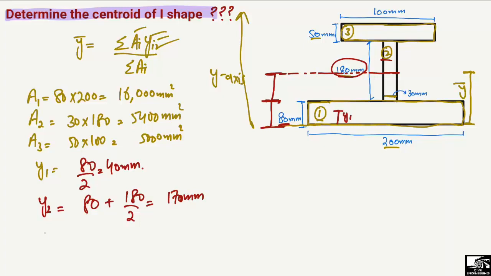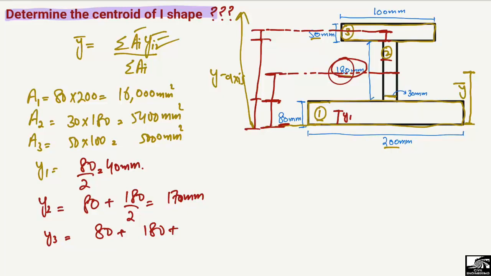In a similar way, to find y3, the centroid of the third object, we have to start from the bottom plate, which will be equal to the depth of the first object, then the depth of the second object, and then the centroid of this third object, which will be 50 divided by 2. So this is the centroid of the third object. It will be the depth of the first object, which is 80, the depth of the second object, which is 180, and the half depth of the third object, which is 50 divided by 2. By adding these values, we get 285 millimeter. So these are the centroids of the objects.